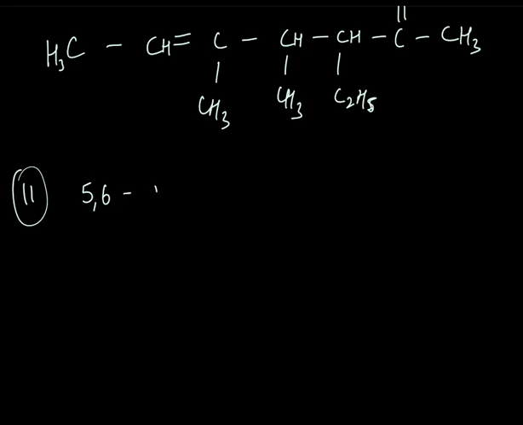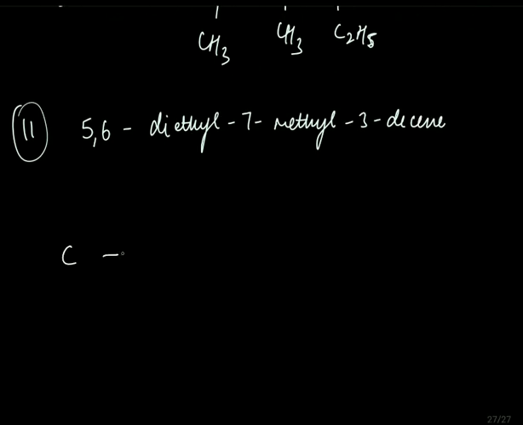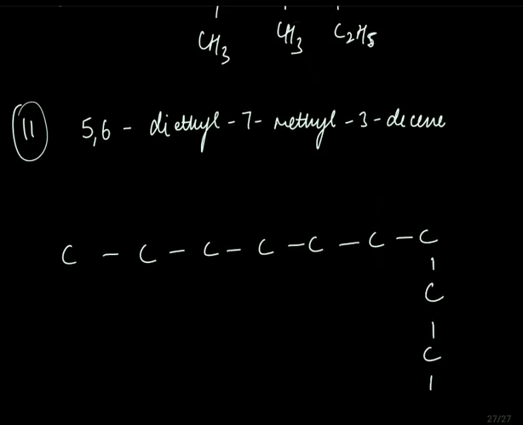5, 6 diethyl, 7 methyl, 3 decene. So now we have to make how many carbons? 10. 5, 6, 7, 8, 9, 10.